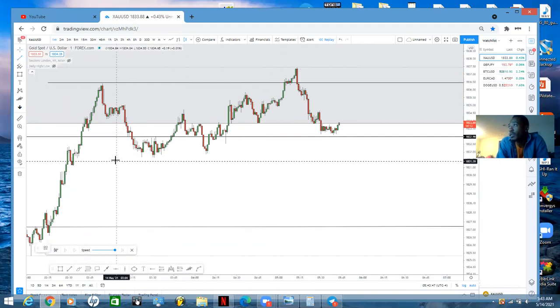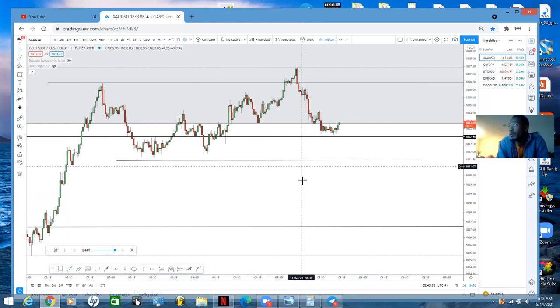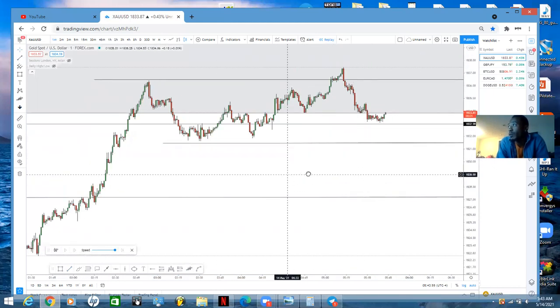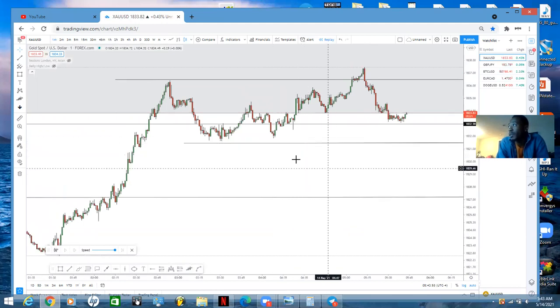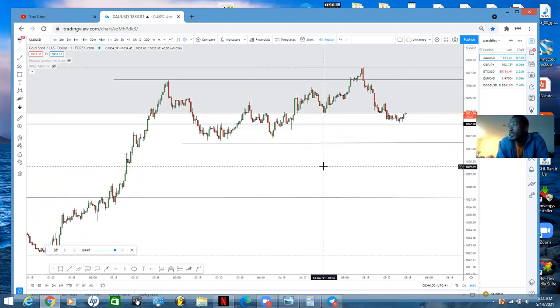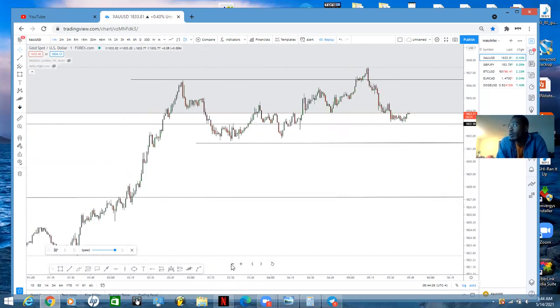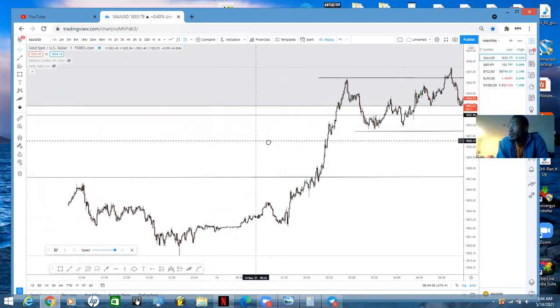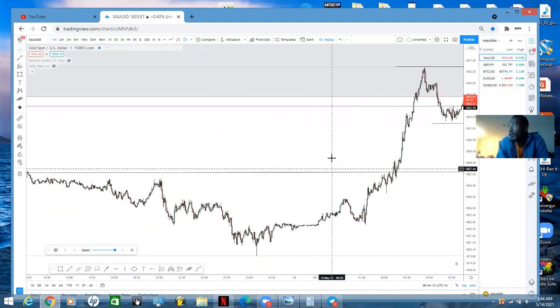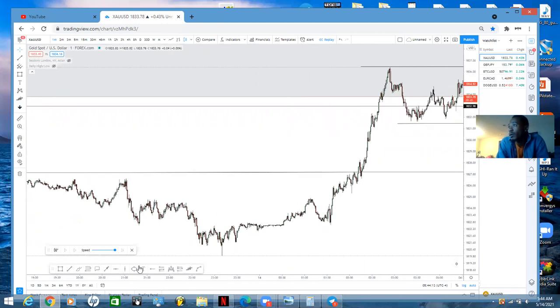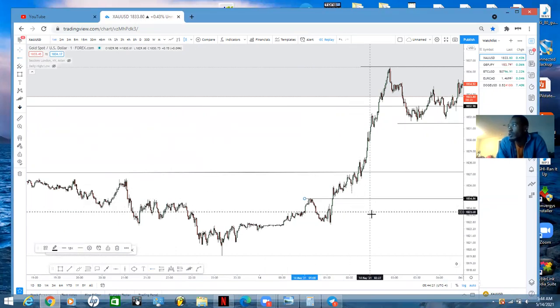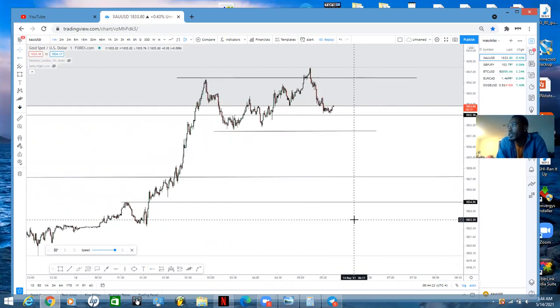Once we take out sell side liquidity right here, pretty sure you got a lot of sell stops down here. So once we take out this sell stop liquidity, price will probably come run down into this order block down here on the 1 minute time frame now. So we got a nice order block down here. I see price can easily trade to it.